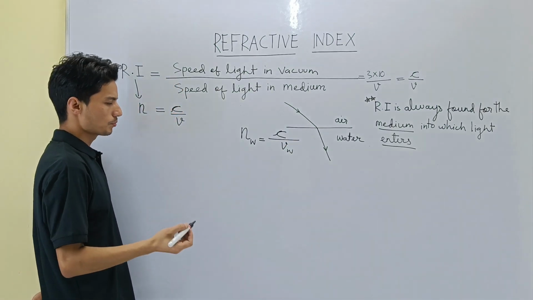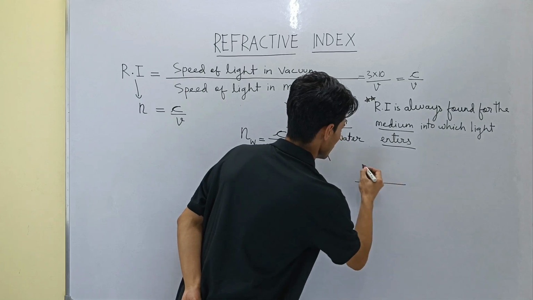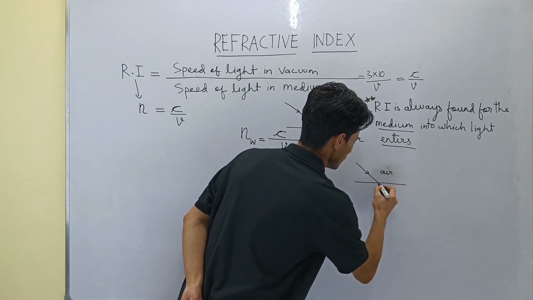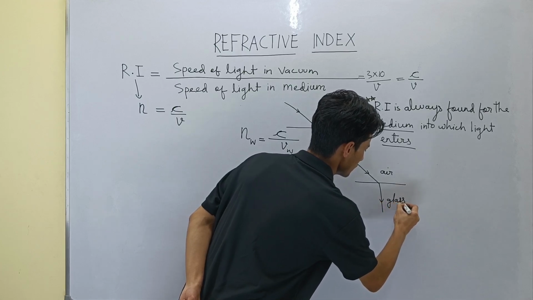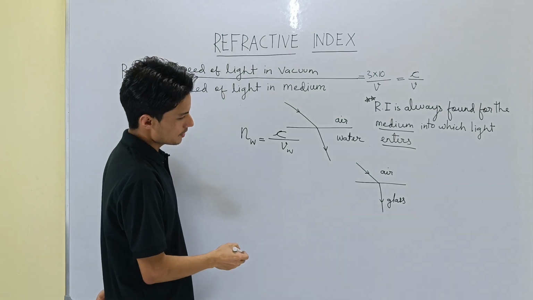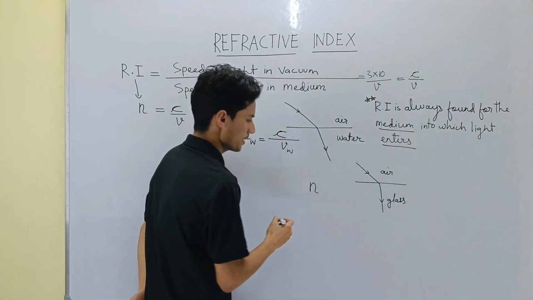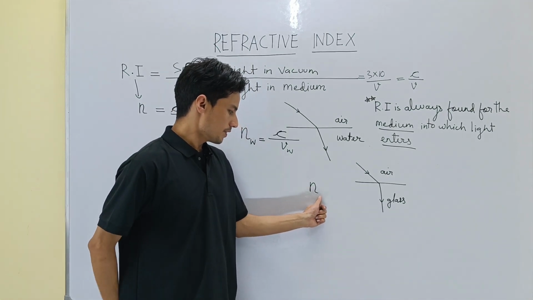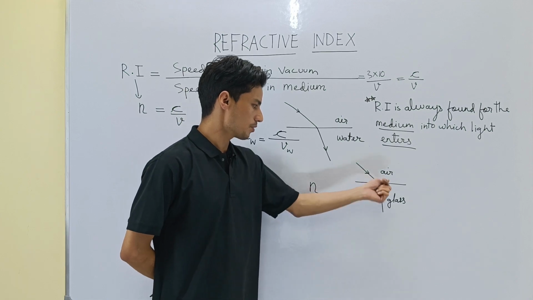Okay, let's do one more. Say again, so this is air, and let's say this is glass. Let us find the refractive index formula for this case. So refractive index is represented by N, and what do I write here? Now for refractive index, which medium are we finding it for, air or glass?